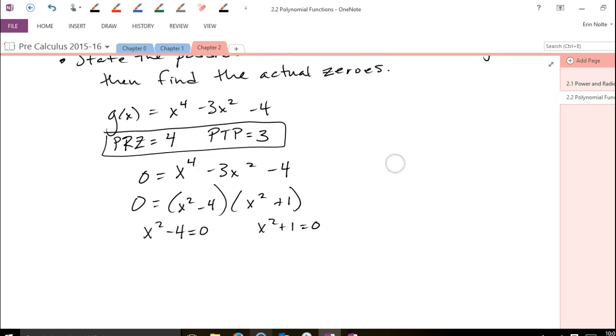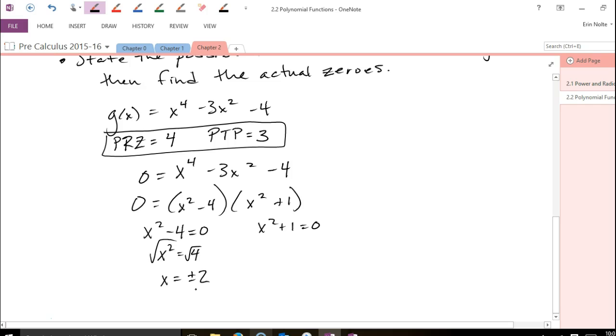Okay, so if I solve the left-hand one, what would you do? What's x squared minus 4 equal to 0? Add 4. Okay, and then square root. So the square root of 4 is what? Plus or minus 2. Don't forget the plus or minus. There's two zeros that pop out.